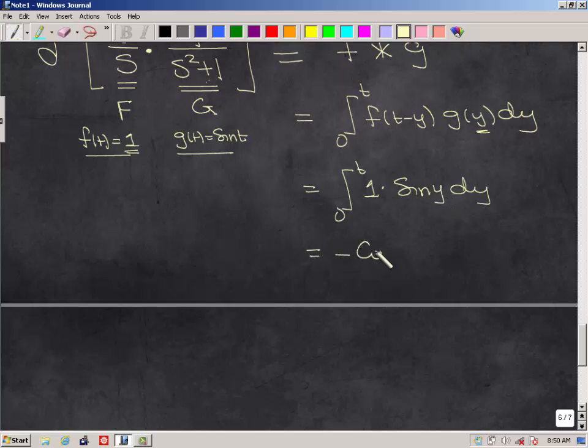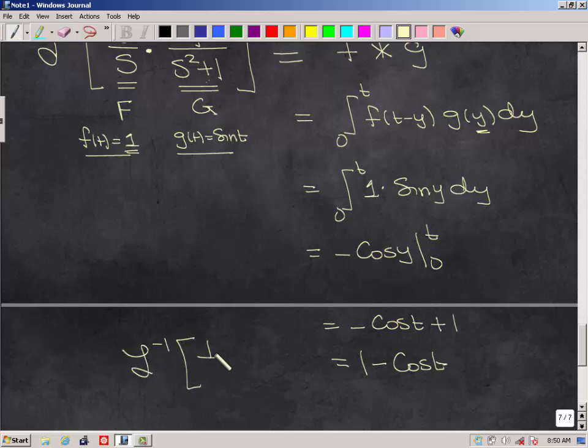That's going to give you negative cosine y evaluated from 0 to t. So let's plug in the upper limit. So you get negative cosine of t minus the lower limit. When you plug in 0, cosine of 0 is 1. This negative will give us negative 1, so this negative will become a positive. So you'll get 1 minus cosine t. So there is the inverse of that. And you can see that was a lot faster than trying to do partial fraction decomposition.